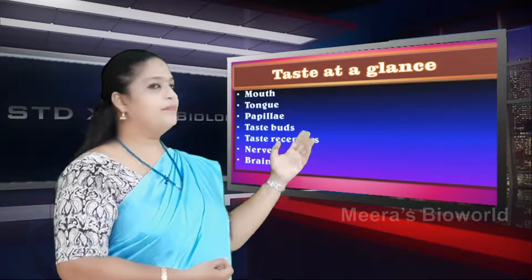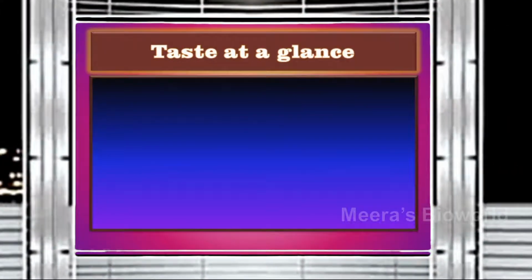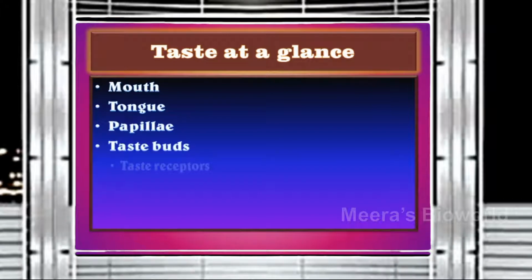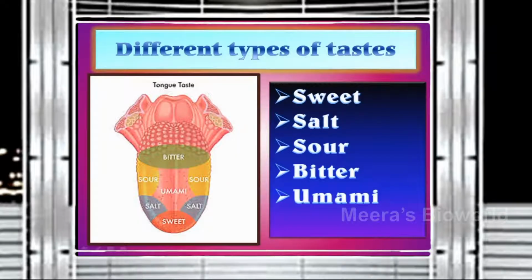Let's see the taste at a glance. The various components which help to identify the diverse tastes: mouth, tongue, papillae, taste buds, taste receptors, nerve and brain. One of the reasons for enjoying the food we eat is definitely the taste. So which are the different types of taste? Yes, sweet, salt, sour, bitter, and umami.